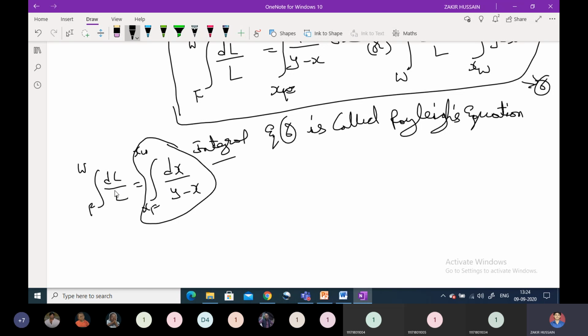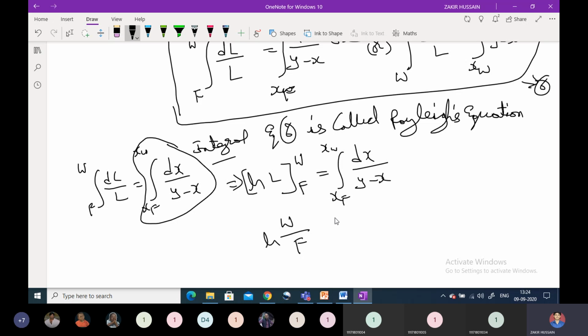It is a complex one because y minus x is there. On the left side, it is simple. We can just write ln L between F and W is equal to the integral from xF to xW of dx by (y minus x). Then this will be upper limit minus lower limit: ln of W by F is equal to the integral xF to xW dx by (y minus x).